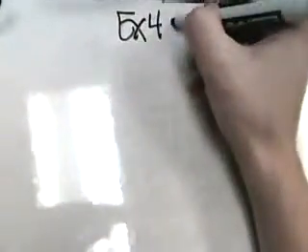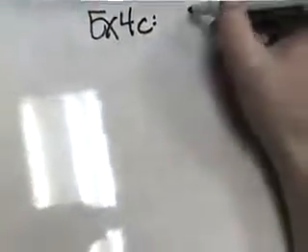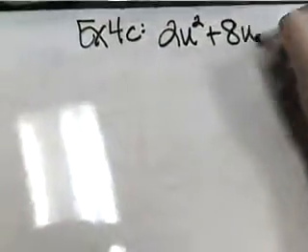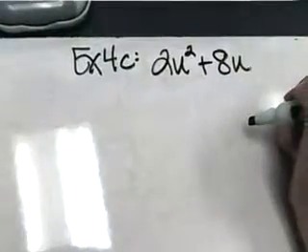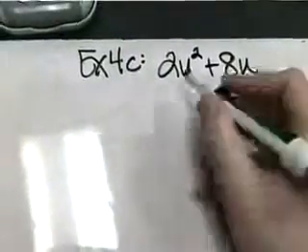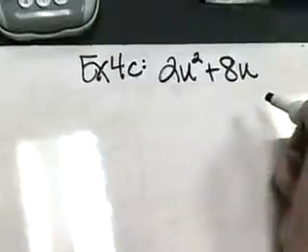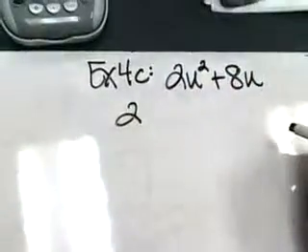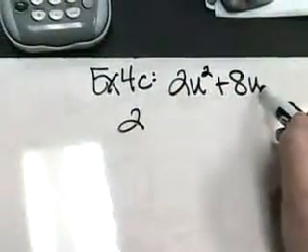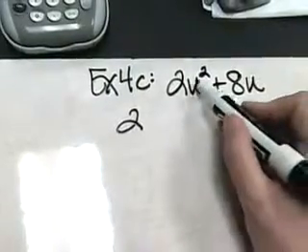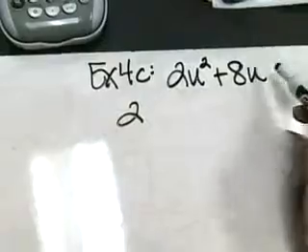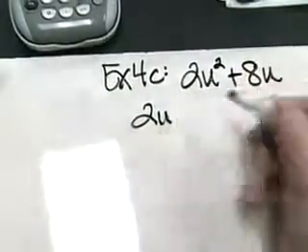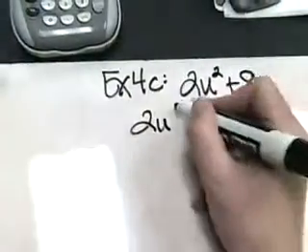This time we're on C. Example 4C is 2u squared plus 8u. Two terms this time. Can you take anything out? Can I take anything out of 2 and 8? Yeah, I could divide 2 out. These both have u's. This guy has u squared, and this guy has 1u, or u to the first. So I could take a u out. They both have at least 1 u.